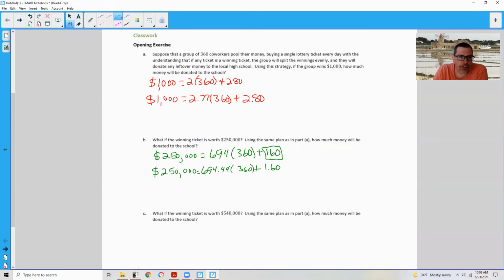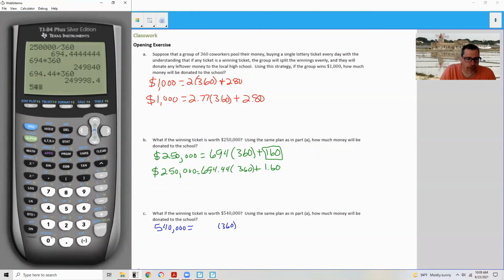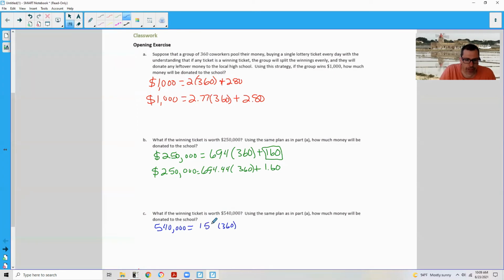All right, so continuing this scenario, what if the winning ticket is worth $540,000? Well, $540,000 divided evenly among 360 people would be 540 divided by 360, and that will give me $1,500. And as you can see, there was no remainder, so the school gets nothing. Every participant got $1,500, and there was no money left over to donate to the school.